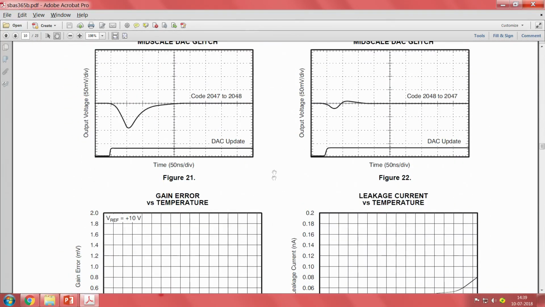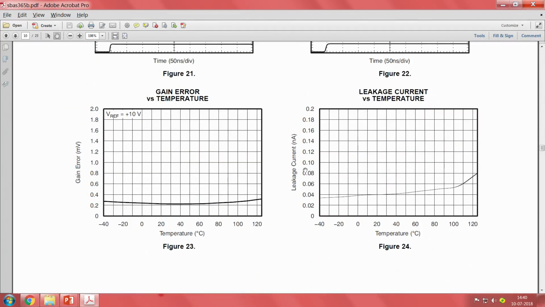Then typical characteristics, that mid scale gauge, gain error. What is the gain error? Ideally the gain should not be differing across the temperature, so that you get the same operation for different temperatures. So, they have characterized it with respect to temperature. So, you need to know these things.